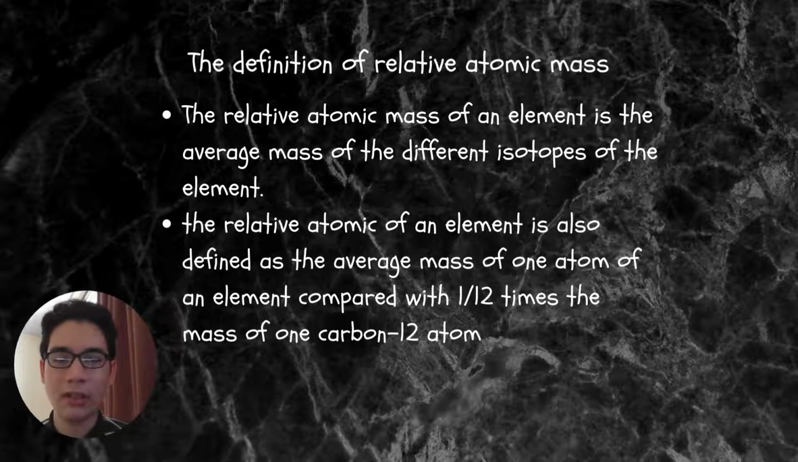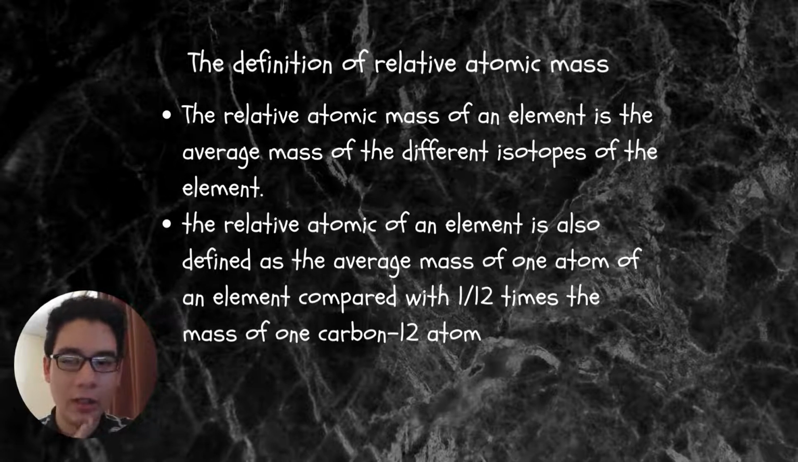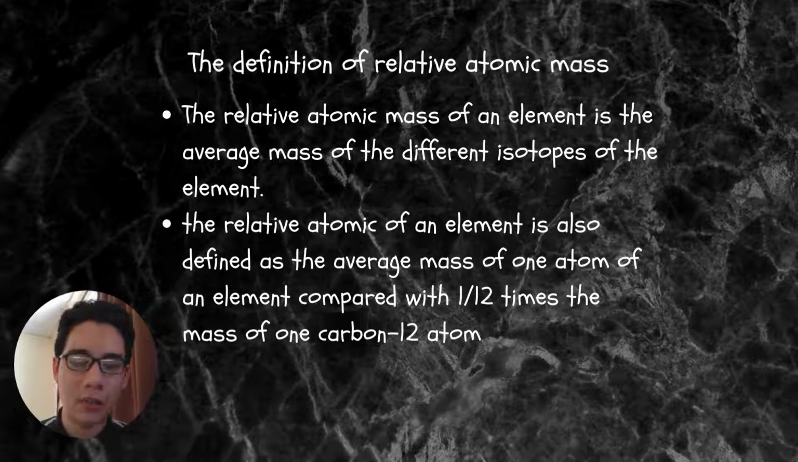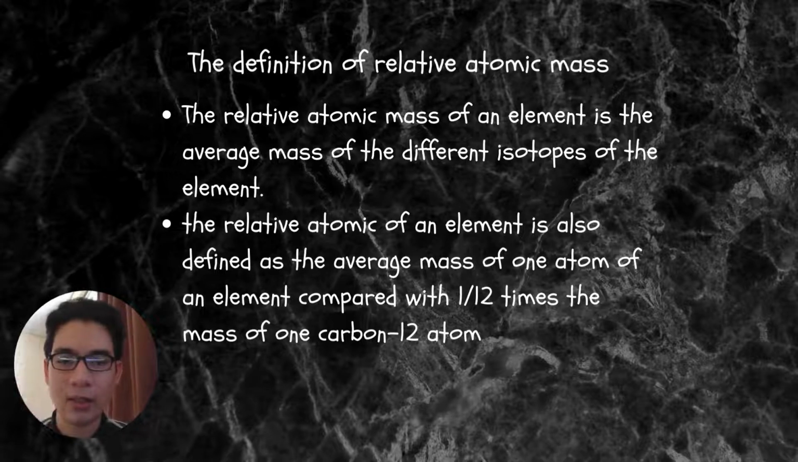The relative atomic mass of an element is the average mass of the different isotopes of the element, right? Remember, an element always has isotopes due to the difference in the number of neutrons. That's why you have carbon 12, carbon 13, and carbon 14. Those are isotopes of the element carbon. If we want to know the atomic mass, we have to use the method of relative atomic mass because it says here: average mass of the different isotopes of the element.